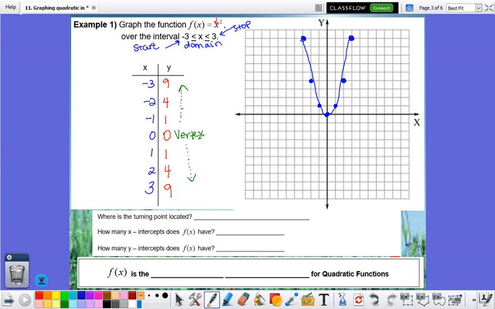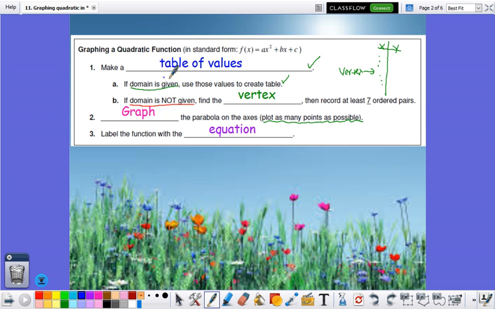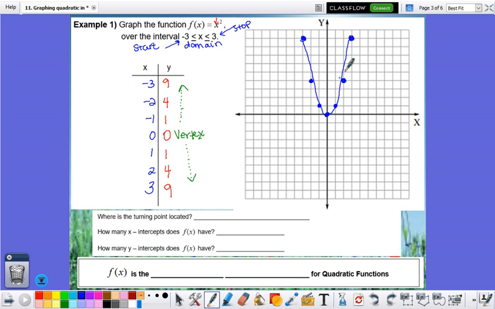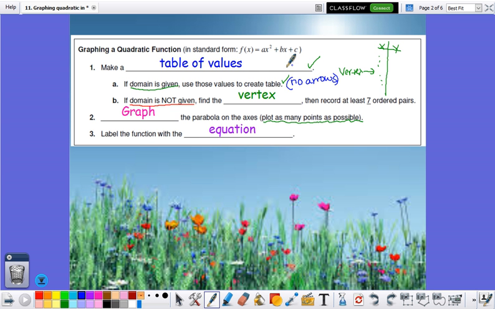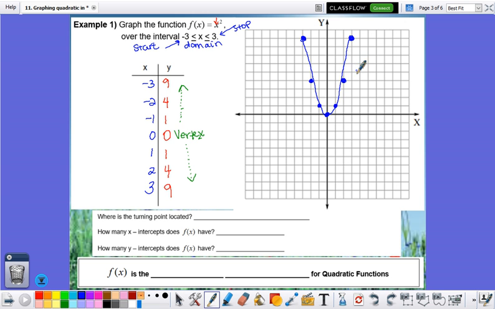And I do not use arrows. Let's add that to our notes here. When a domain is given, this means no arrows. Okay. I was told specifically where to start and stop. So we've got our table of values, we have our vertex, we have no arrows, we've graphed. Now I need to label it with the equation. This function is f of x equals x squared.